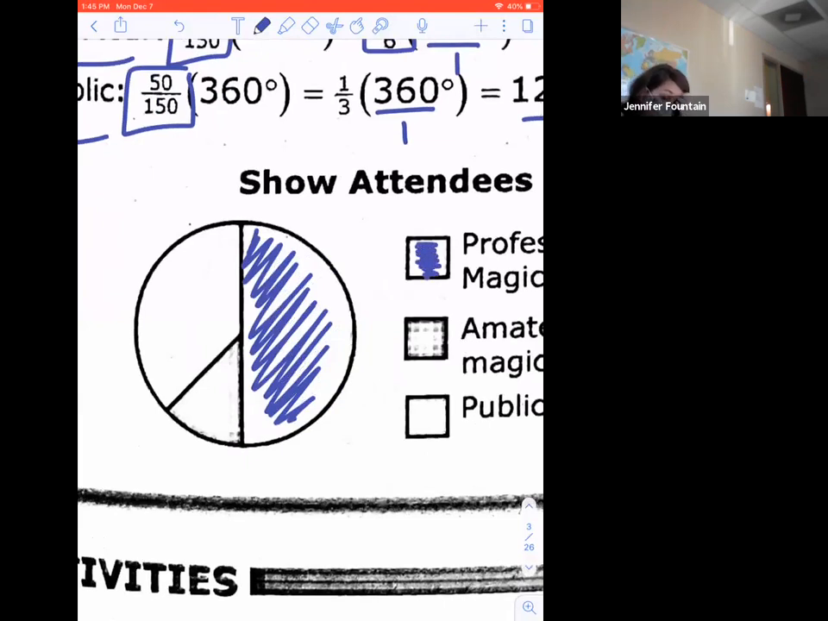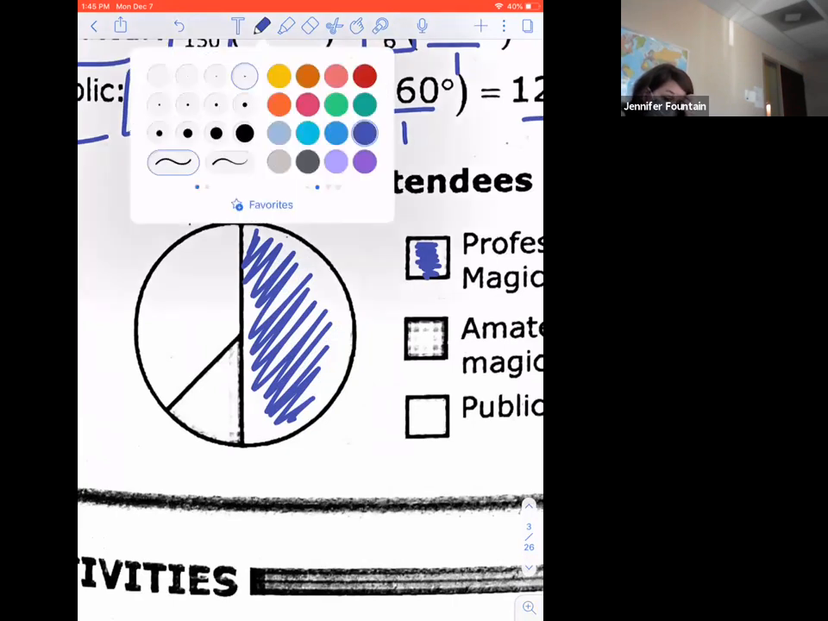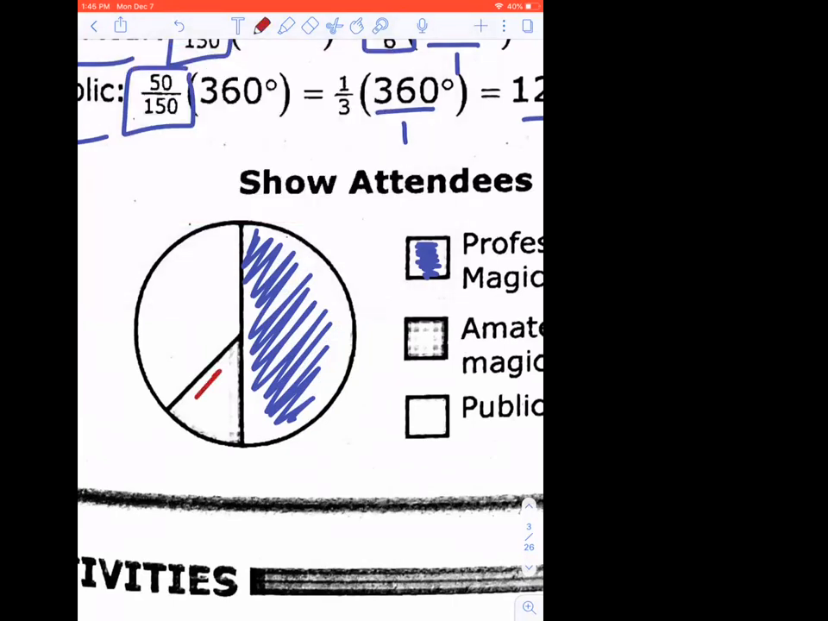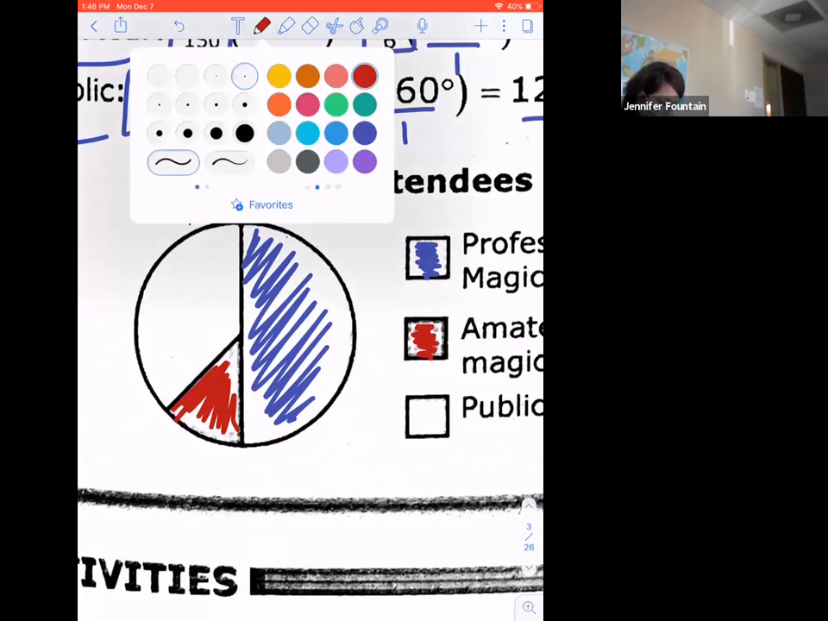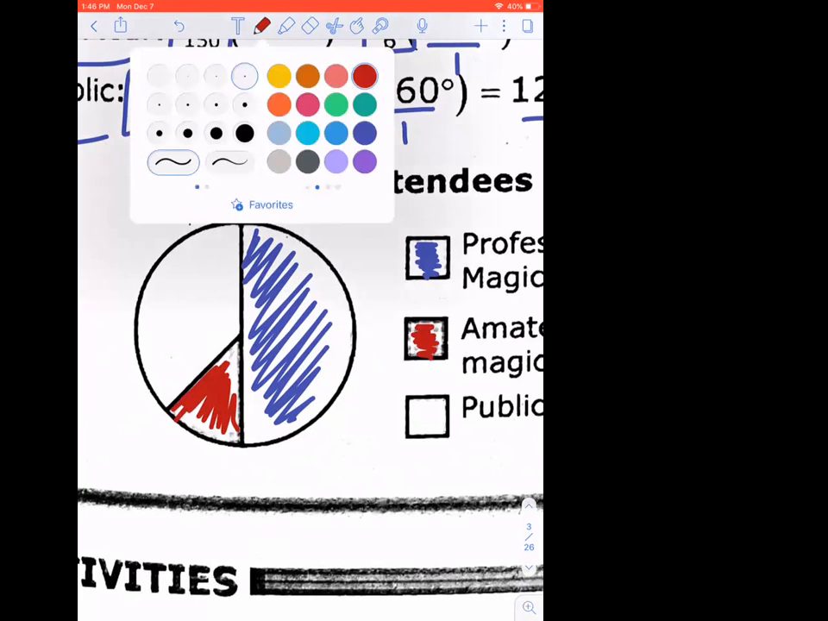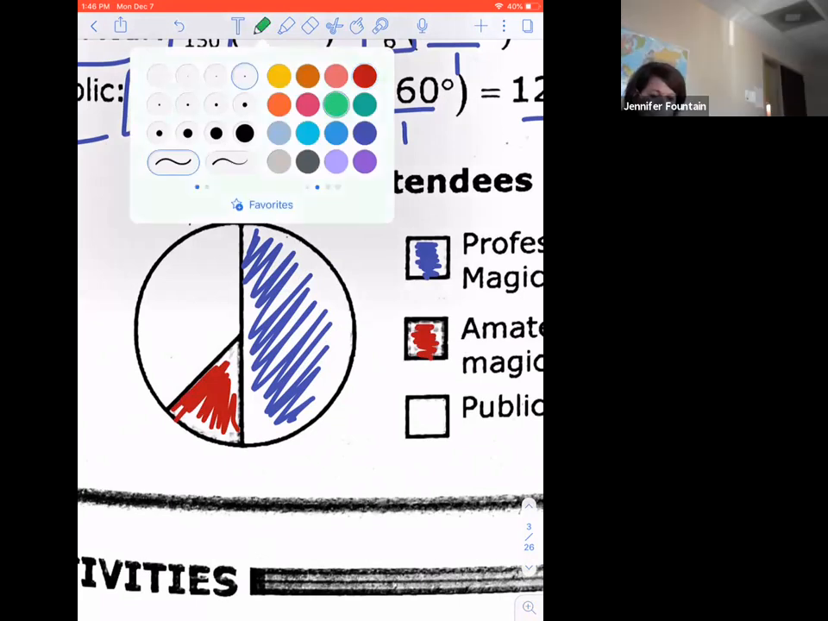Okay. Which color represents my amateurs? Red. The red. And what color represents the public? Green. Kind of a yellowy green, isn't it? I'll just make mine green.